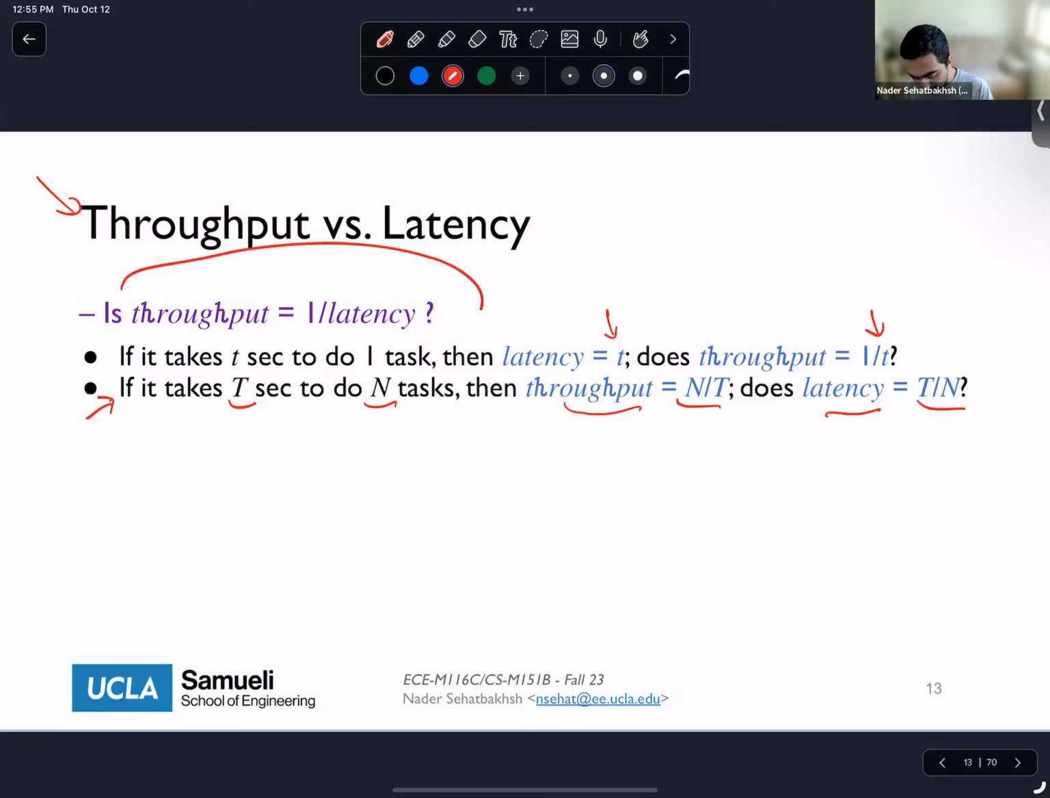And in general, the question is: are throughput and latency the same thing? Is it just the inverse of them? I want to know if anybody wants to say yes or no. How many of you think it's a yes? Maybe someone wants to volunteer and say why they think it's no, they're not the same thing. And if that's the case, why do you think it's not the same thing?